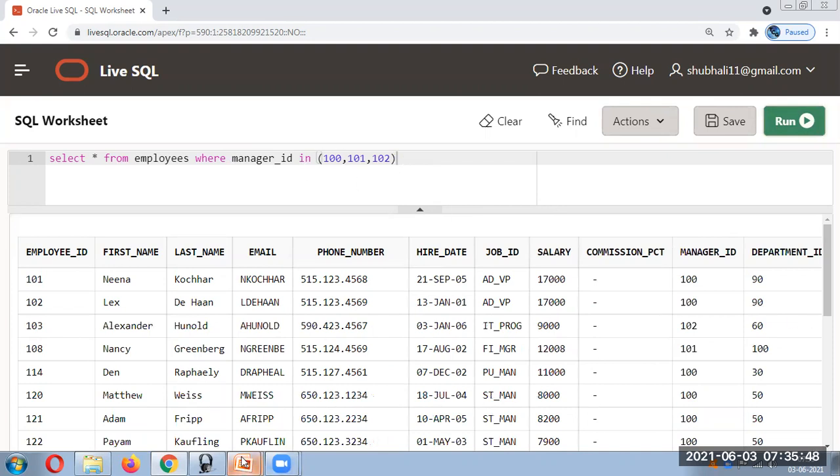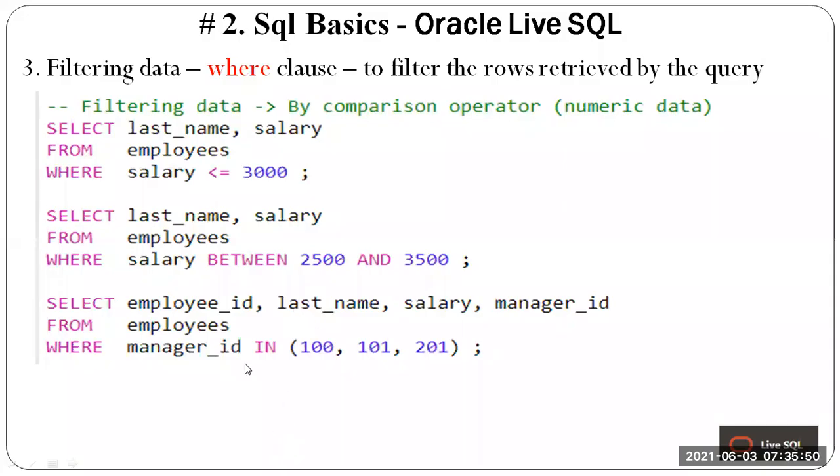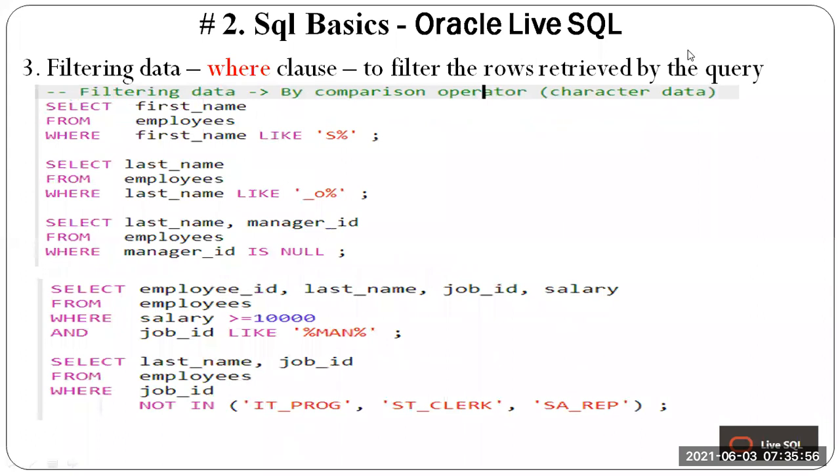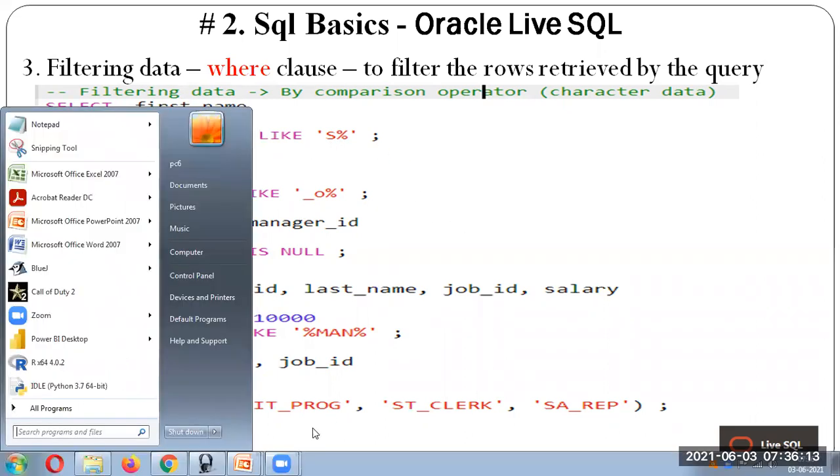We can mention the set of values with the help of the IN operator. So we have understood these operators, the BETWEEN and IN operators. We can also filter the data by comparison operators or characters. We have the LIKE operator. Percentage stands for any number of characters and underscore stands for one character. So here we'll see first name where it is starting with S. We can try that.